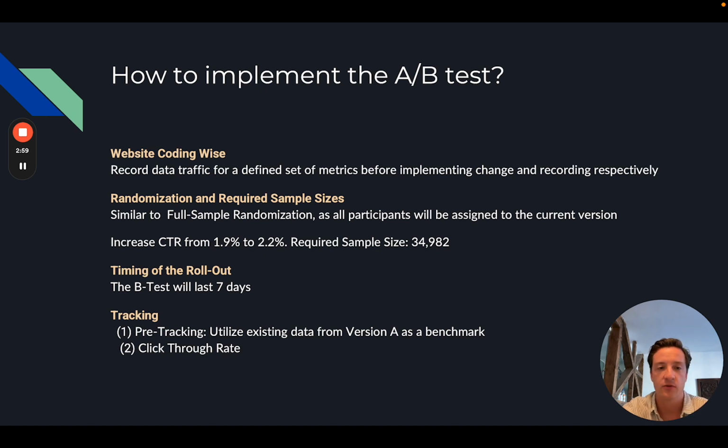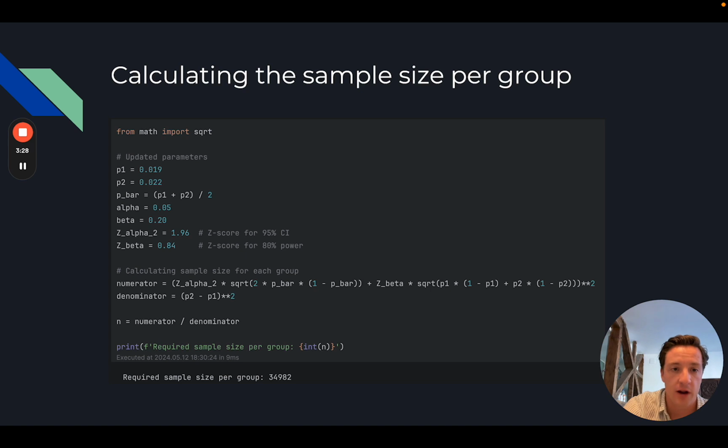With an increase of the click-through rate from 1.9% to 2.2%, we will have a required sample size of 35,000, because the change is small, therefore a lot of noise, and we have a higher required sample size. The timing will be 7 days, and we will have version A as a benchmark and then the click-through rate as our key metric. We use Python to calculate the sample size, and this is what the code looked like. We go to the next.